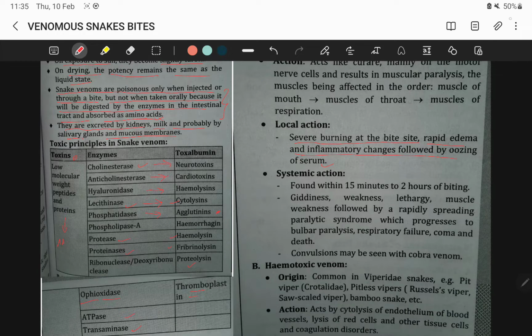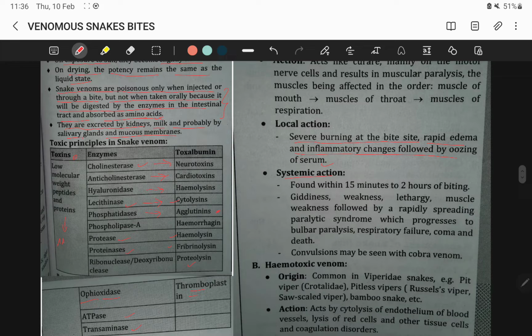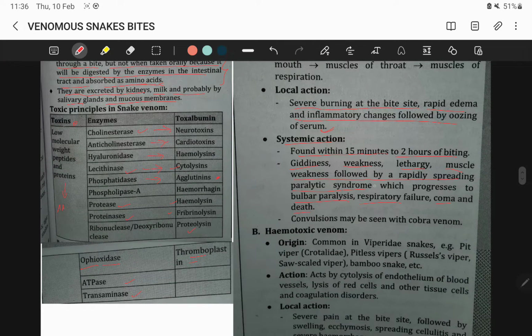And then in the systemic action, locally it causes burning at the bite site, of course, and then edema, inflammatory changes, and serum will ooze out. Systemic action is found within 15 to 20 minutes of the bite: giddiness, weakness, lethargy, muscle weakness, followed by a rapidly spreading paralytic syndrome, which progresses to bulbar paralysis. It will cause bulbar paralysis, and then respiratory failure, coma, and death. So it is a rapidly spreading paralytic syndrome.